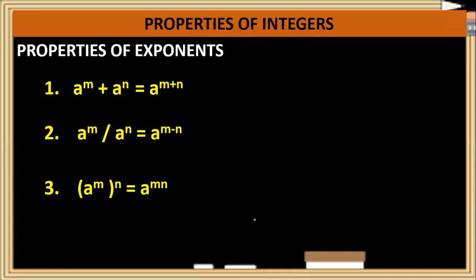Okay, so let's recall, this is the adding rule. When we add A with an exponent m, any integer, and another A, the same integer, raised to exponent n, the answer is we add the exponents. That will be m plus n. So the exponent would be any integer also.